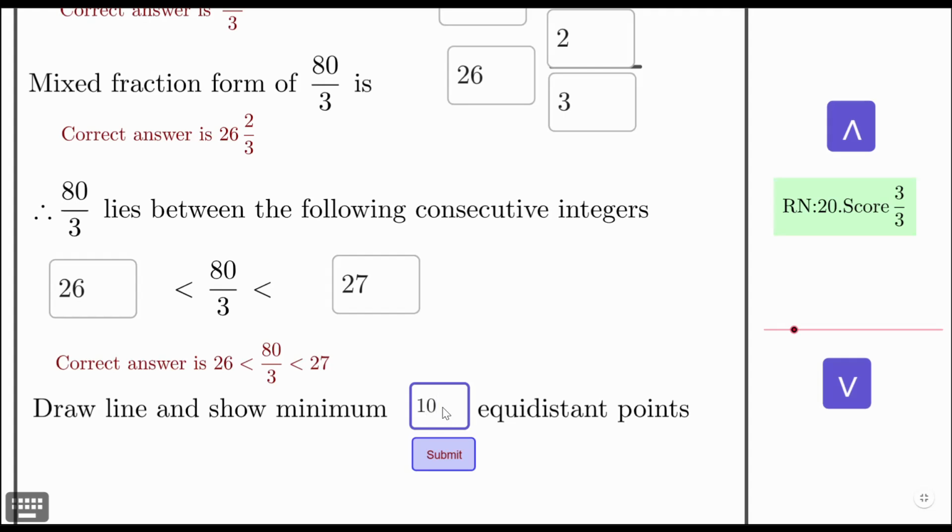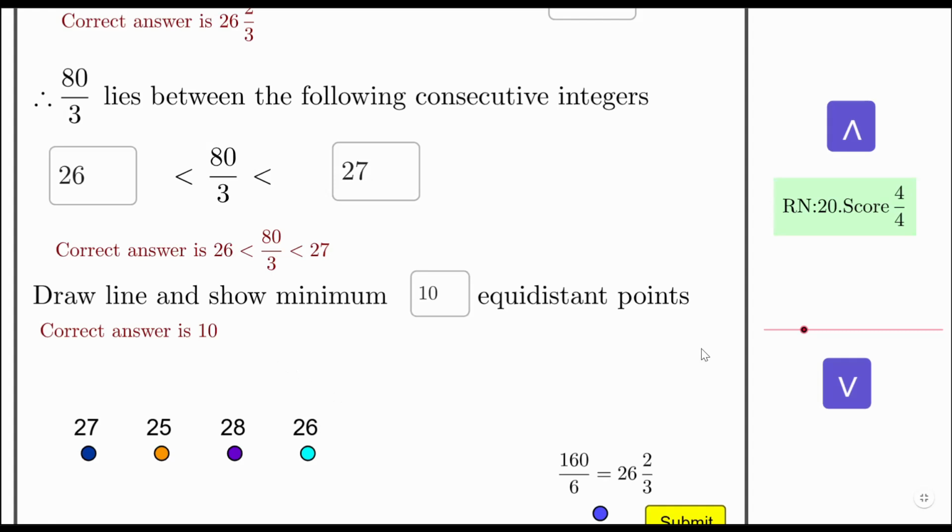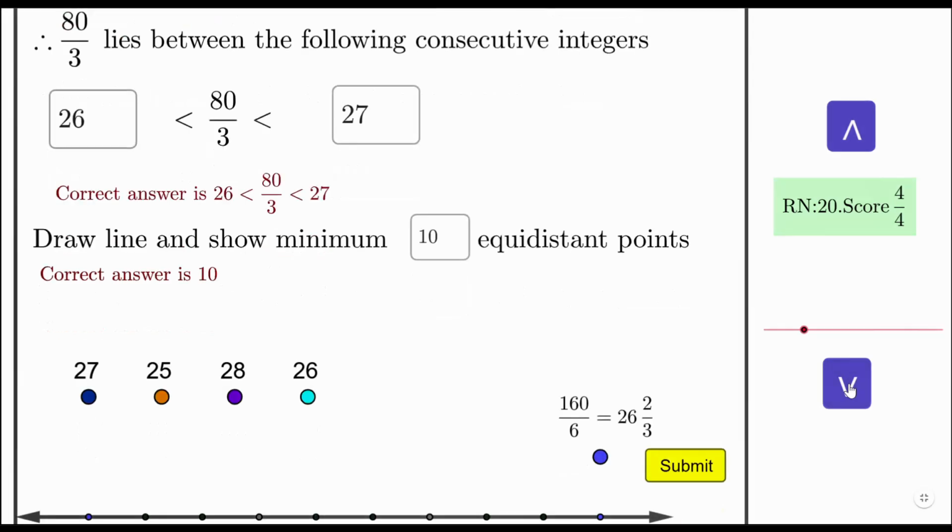So we have to mark at least 10 equidistant points on number line to show four numbers 25, 26, 27 and 28. Press submit button. My answer is correct. So score is also 4 of 4. If required, you can press this down button to pan.